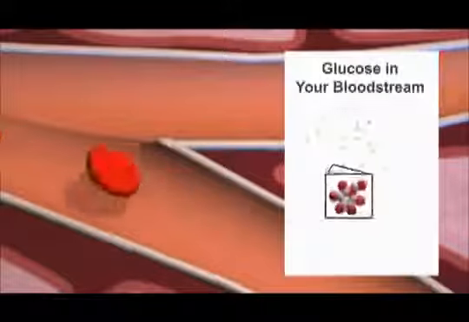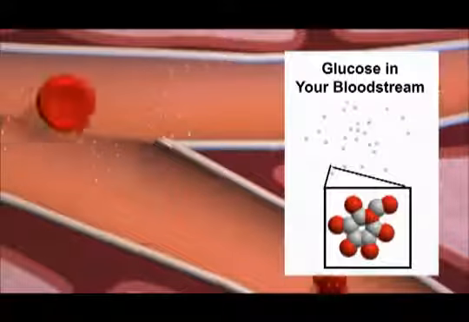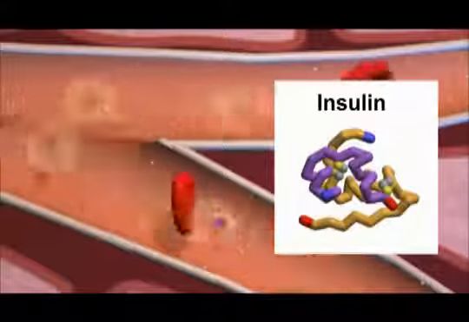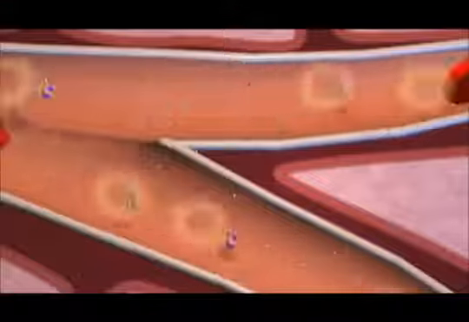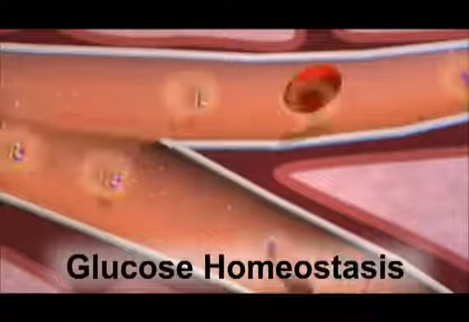As the concentration of glucose in your bloodstream rises, your pancreas senses this increase and is stimulated to release insulin into the bloodstream. The newly released insulin plays a key role in regulating the concentration of glucose in your blood, a process known as glucose homeostasis.